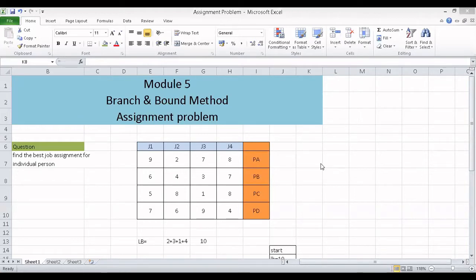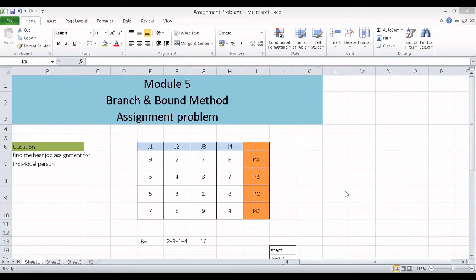Just so, module 5 has two techniques. One is the backtracking method, and one more is branch and bound. Now we have completed all the problems in backtracking. There are only 4 problems. Now coming to the branch and bound method, the first problem we are going to discuss is the assignment problem.